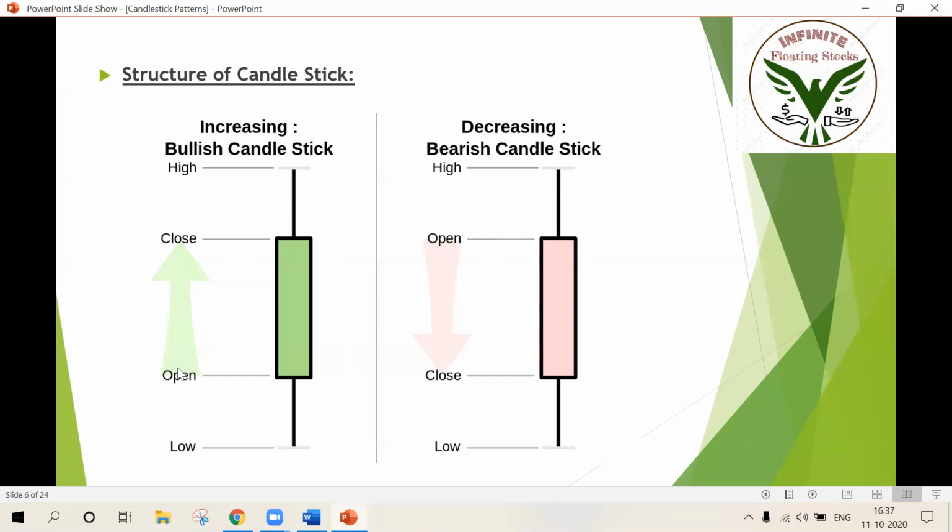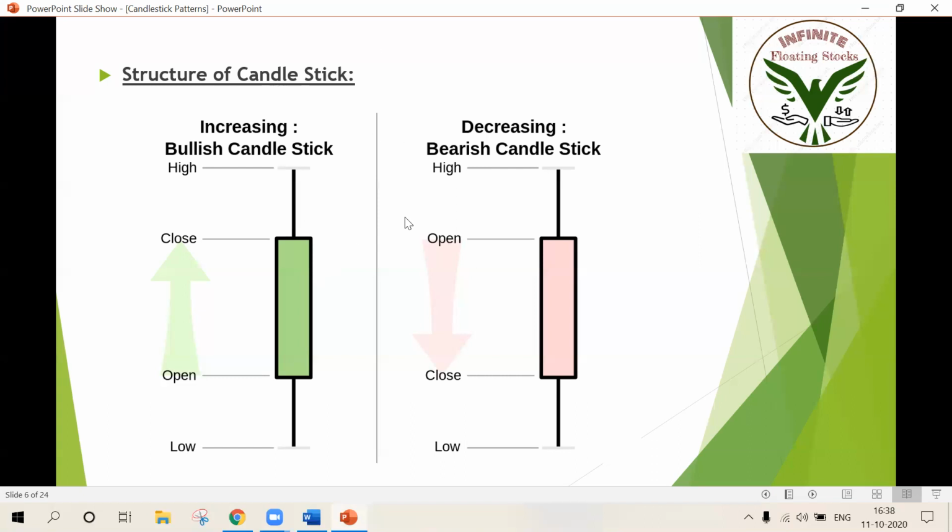This is the open of the candlestick. Open will be at the bottom for a bullish, green candle, because buyers come to the market and try to push the price upward. They are pushing the price from bottom to top, so a green color will be formed. When it comes to a bearish candlestick, sellers come to the market and push the price downward. They're pressing from the top, so open will be at the top for bearish. Hoping that everyone got this point.